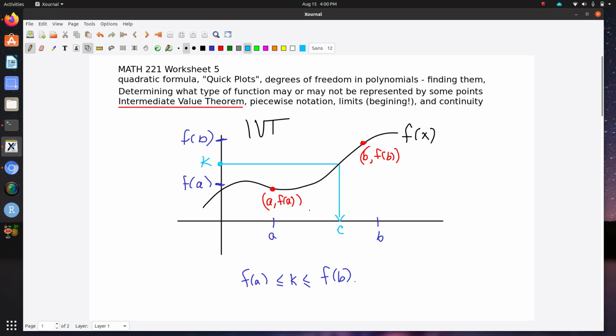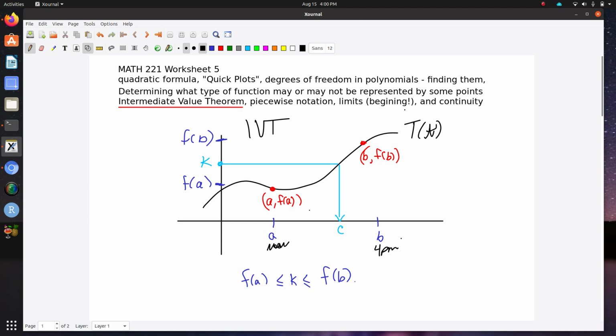So you could think of this as being like a temperature graph. This is temperature versus time. If at noon it's 70 degrees, and then at 4 p.m. it's 100 degrees, well, then that means at some time it must have been 80 degrees. That's all it's saying. You can find the time at which it was 80 degrees.